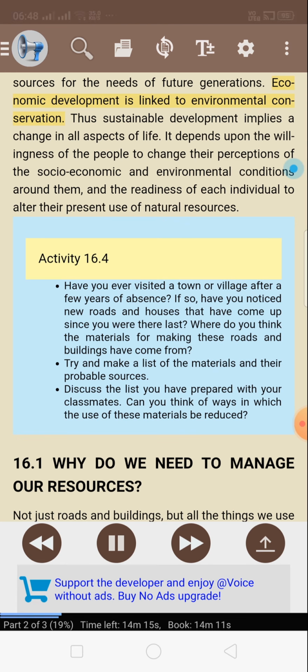Economic development is linked to environmental conservation. Thus, sustainable development implies a change in all aspects of life. It depends upon the willingness of the people to change the perceptions of the socio-economic and environmental conditions around them and the readiness of each individual to alter the present use of natural resources.